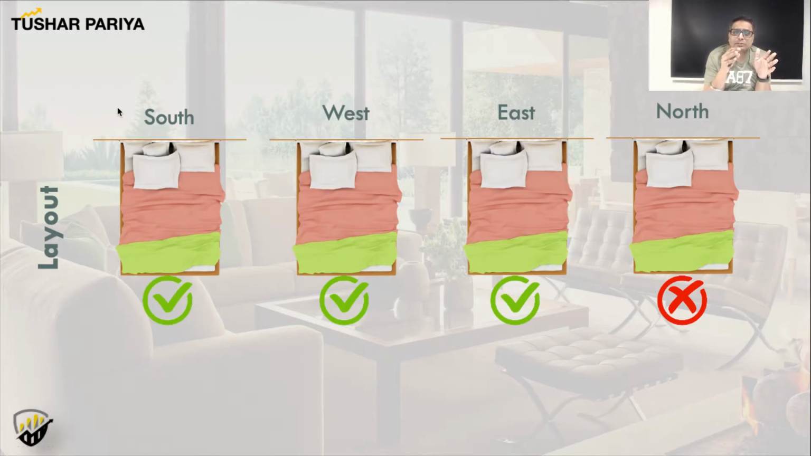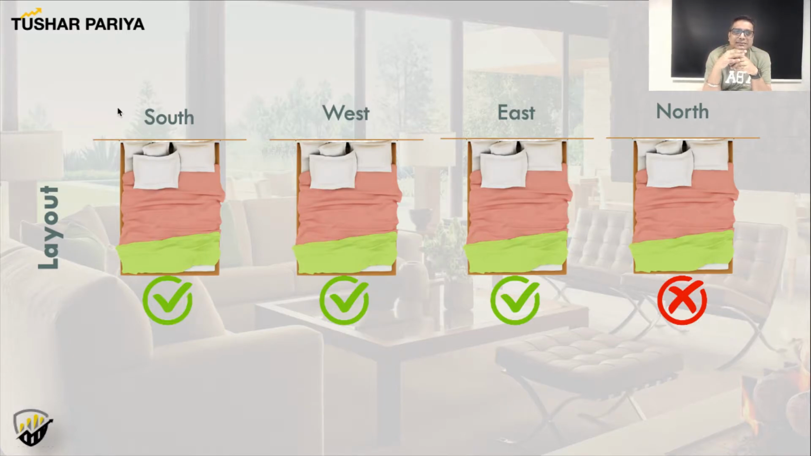But if you don't have the possibility of putting your bed in the south, the second option is west. West is considerably a good option but not better than the south. If you don't have the option of putting your bed in the south or west, the third option is east.